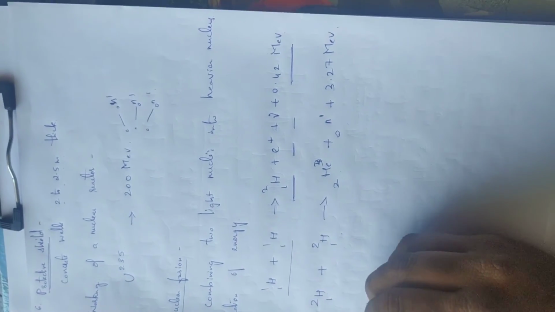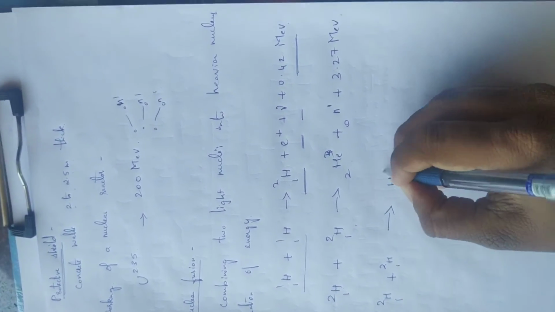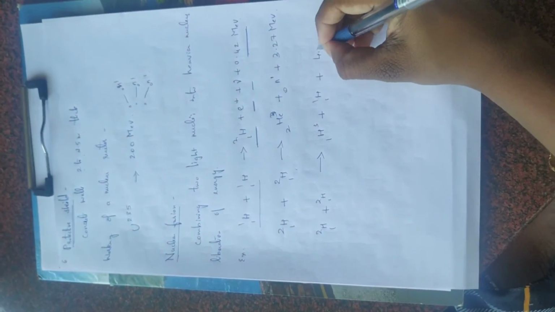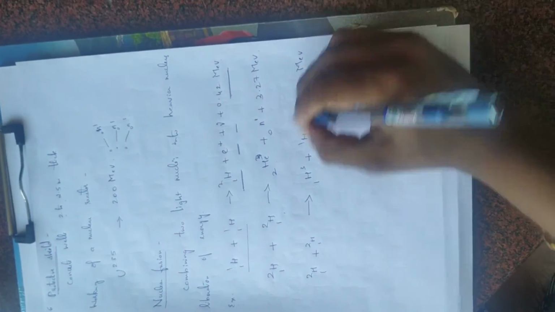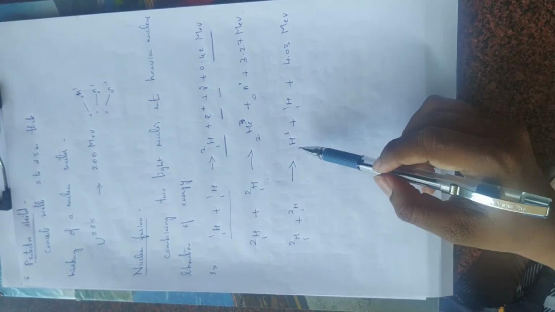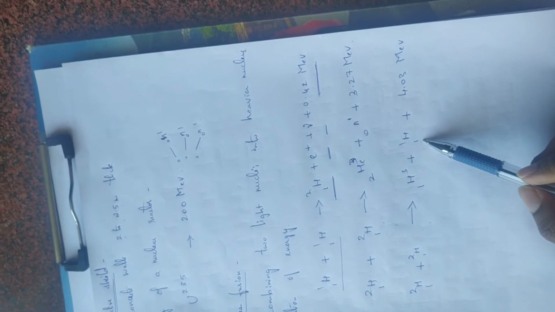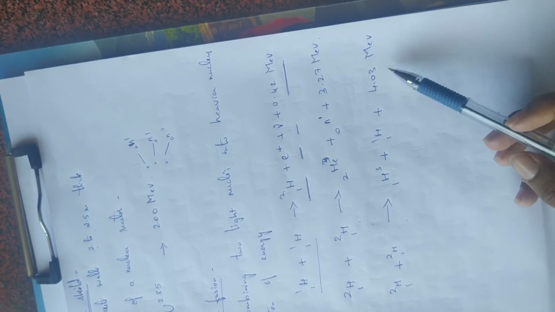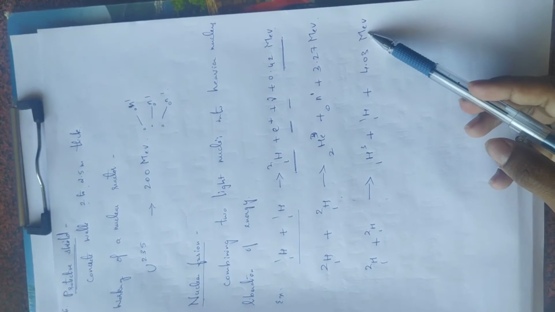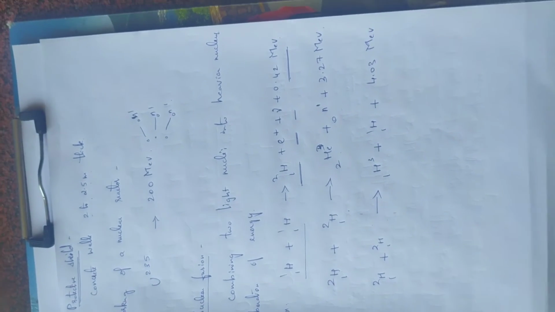Now if we take the same deuterons, you can write this in this way. Same process but in different ways. This and this process. So here 2 deuterons fuse to form a triton and a proton with 4.03 mega electron volt of energy liberation. So this is about nuclear fusion.